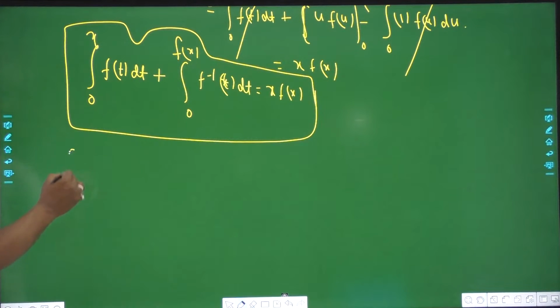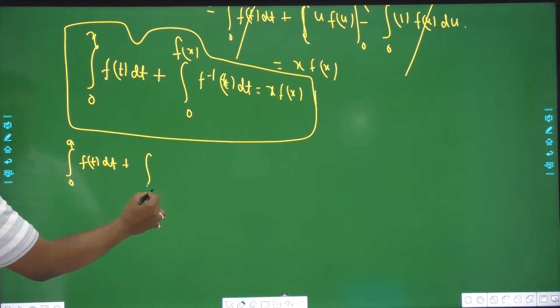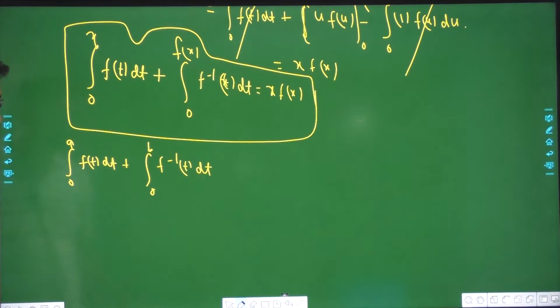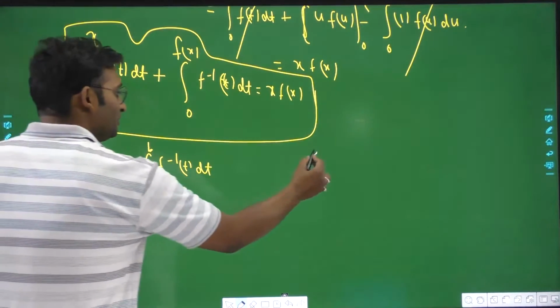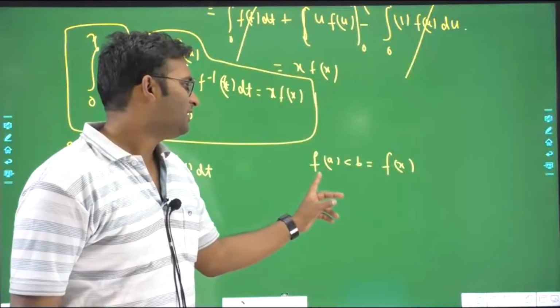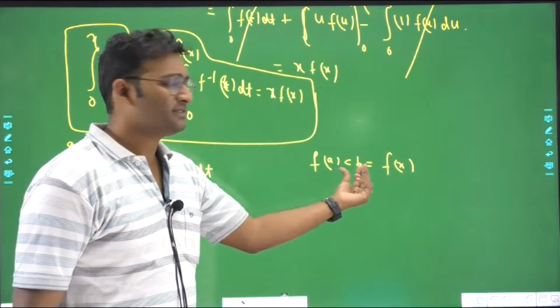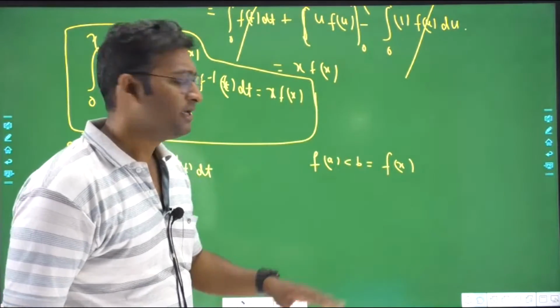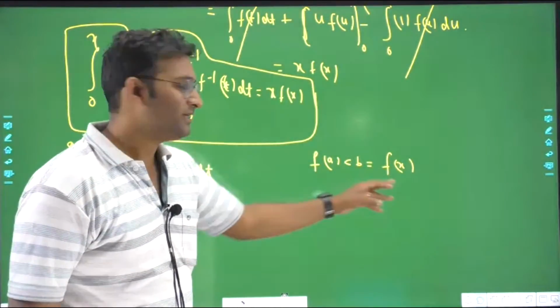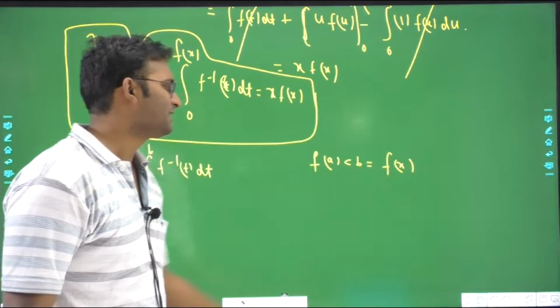Now if you are given integration 0 to a f t dt plus integration 0 to b f inverse t dt, then what to do? Without loss of generality, let us assume that f of a is less than b. Okay, I believe this is clear to you. So b is the image of the function at x, and let us assume that f of a is less than b.